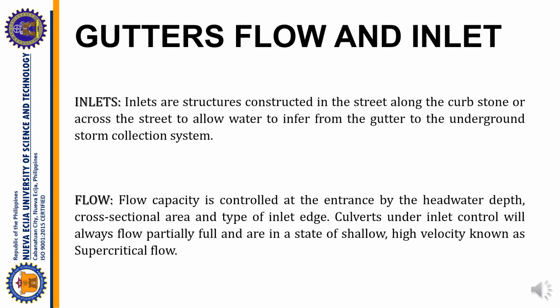So, flow capacity is controlled at the entrance by the headwater depth, cross-sectional area, and type of inlet edge. Culverts under inlet control will always flow partially full and are in a state of shallow, high velocity known as supercritical flow.